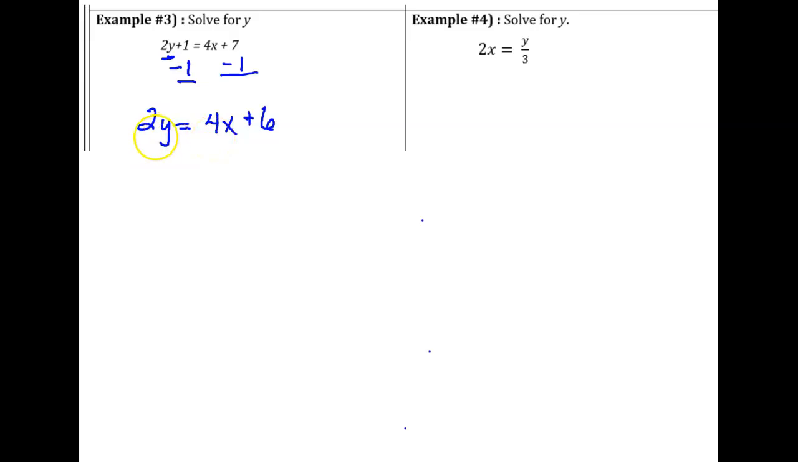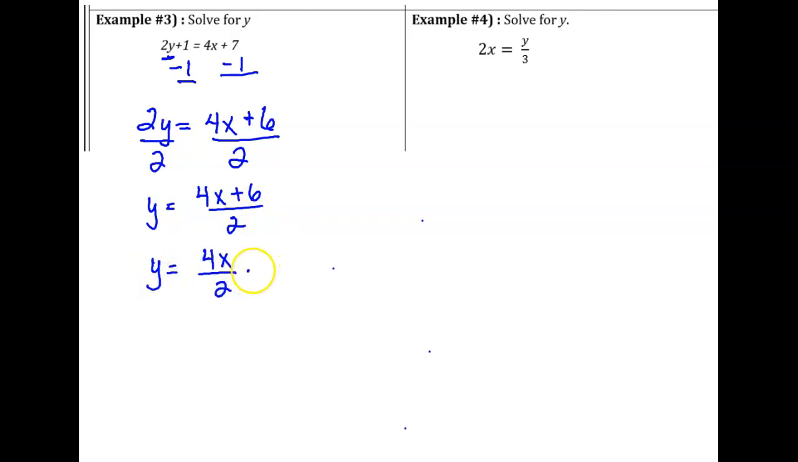In order to get y by itself, I need to divide by 2. Whatever I do to one side of the equation, I do to the other. So y is equal to 4x plus 6 divided by 2. But notice this fraction. I can actually split this apart to 4x divided by 2 plus 6 divided by 2. So this would become y is equal to 4x divided by 2 is 2x, and 6 divided by 2 is 3. So we should end up with y is equal to 2x plus 3.